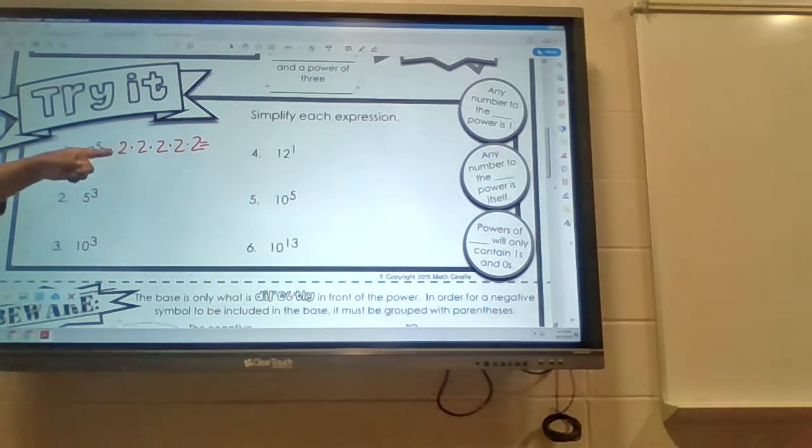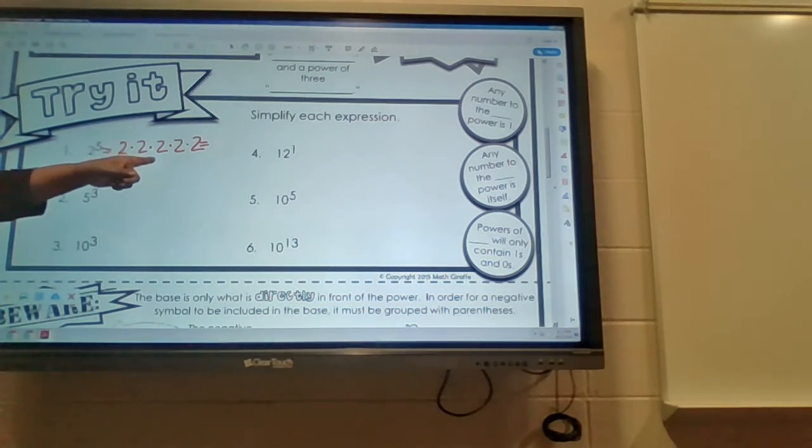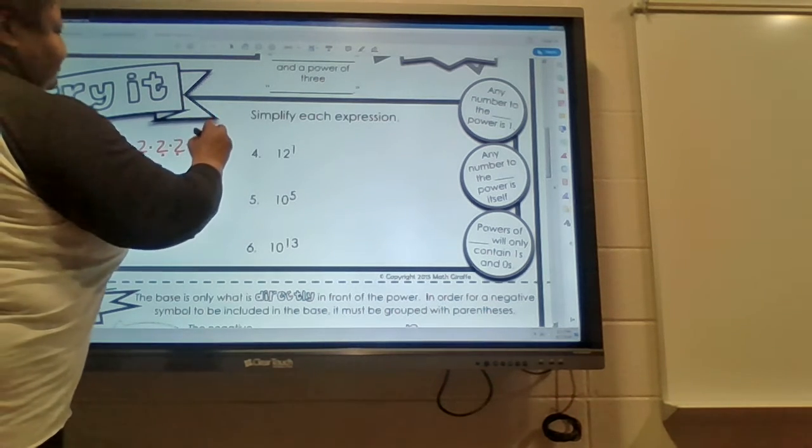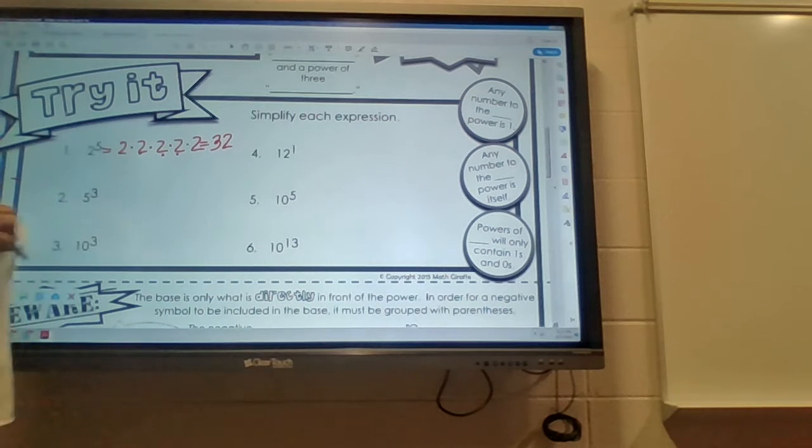So it's 2 times 2 times 2 times 2 times 2. And that is, I do not know. 2 times 2 is 4. 4 times 2 is 8. 8 times 2 is 16. 16 times 2 is 32.